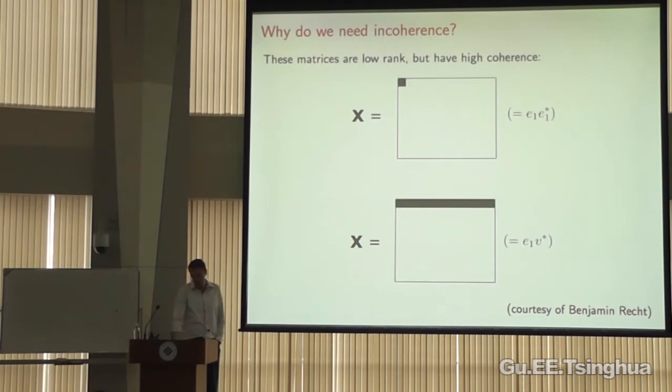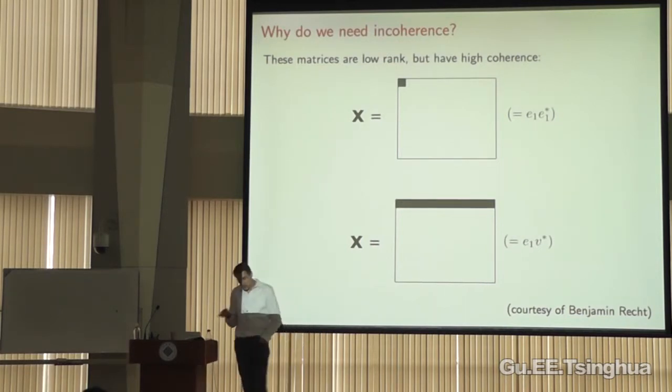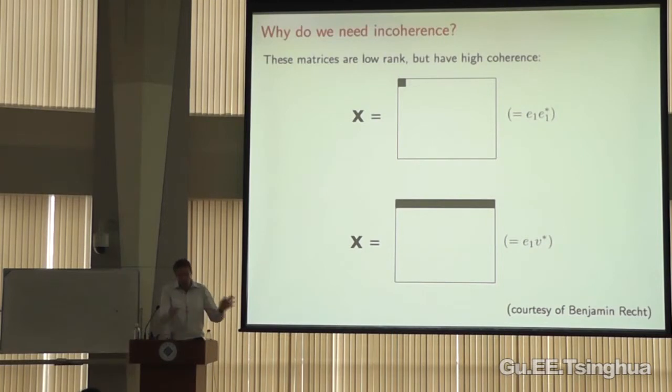Why do you need incoherence? Here are two rank one matrices. This one's rank one: it's just a unit vector across itself. Here's a unit vector across the vector of all ones. If I just start sampling, I'm never going to see anything. So you kind of need these things to spread out. And even if I sample down here, maybe every once in a while I hit that thing, but you need things to be spread out for this idea of sampling to work.